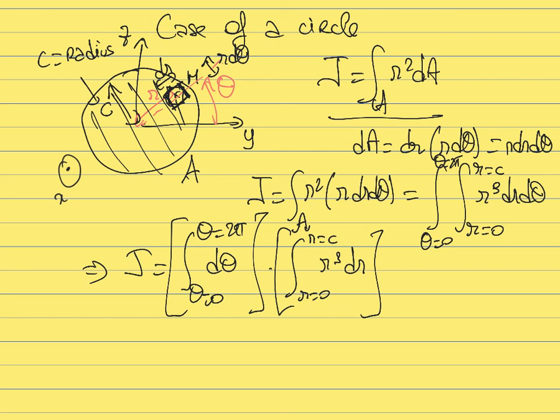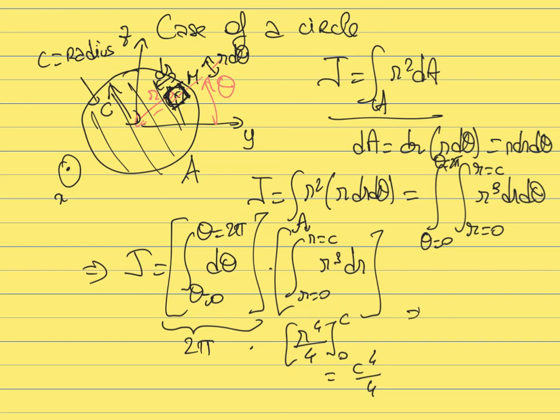So in this case, the integral between 0 to 2 pi of d theta is simply equal to 2 pi. And the integral of r cubed between 0 and c is r to the power 4 divided by 4, taken between 0 and c. So in this case, this thing is equal to c to the power 4 divided by 4.